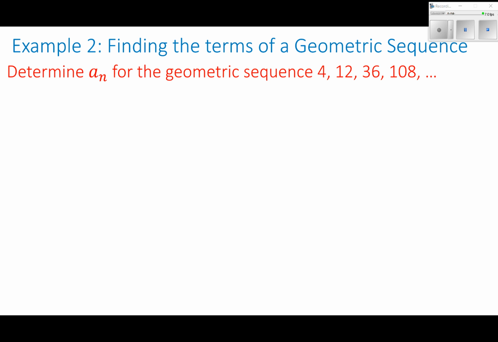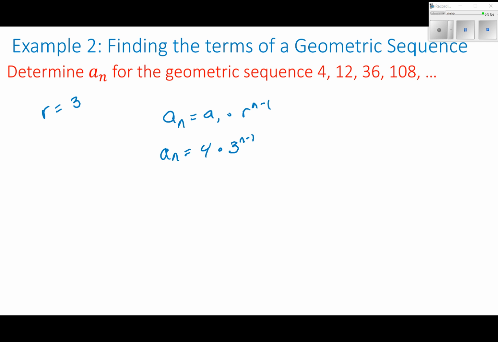If I want to come up with the general formula for this specific sequence, again, I found my r was going to be 3. So in general, any nth term is going to be the first term times r raised to the n minus 1. In this case, a sub n is going to be the first term, which is 4, times my r, which is 3, raised to the n minus 1. So that would be able to find any term in this sequence.